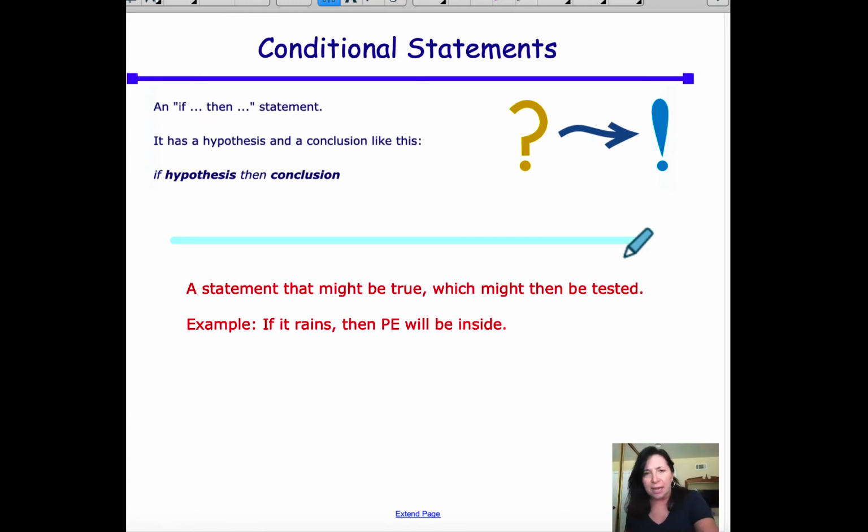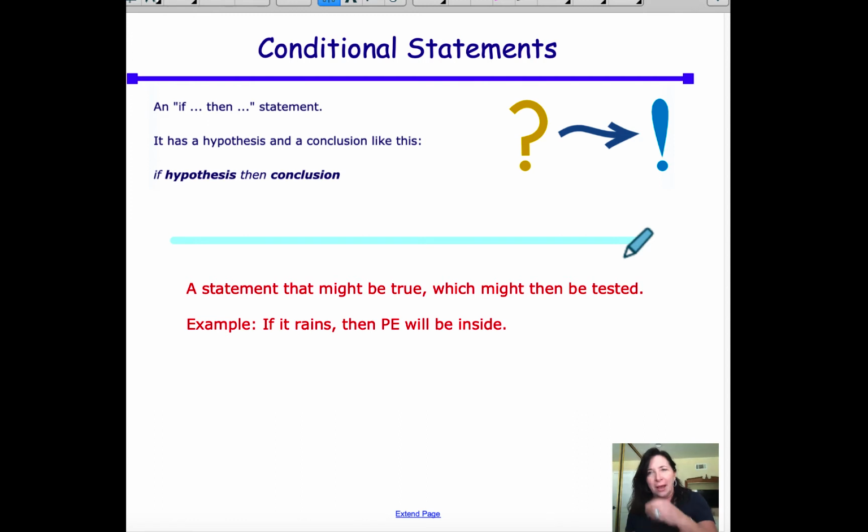A conditional statement has a hypothesis and a conclusion. It's like, if this happens, then this happens. It's got a consequence. Like you used to have that with your kids, right? If you don't clean your room, then you don't get to go outside. Consequences. If you don't learn how to swim, then you can't go in the pool. If you don't vacuum, then you don't go to the movies. Whatever you guys said.